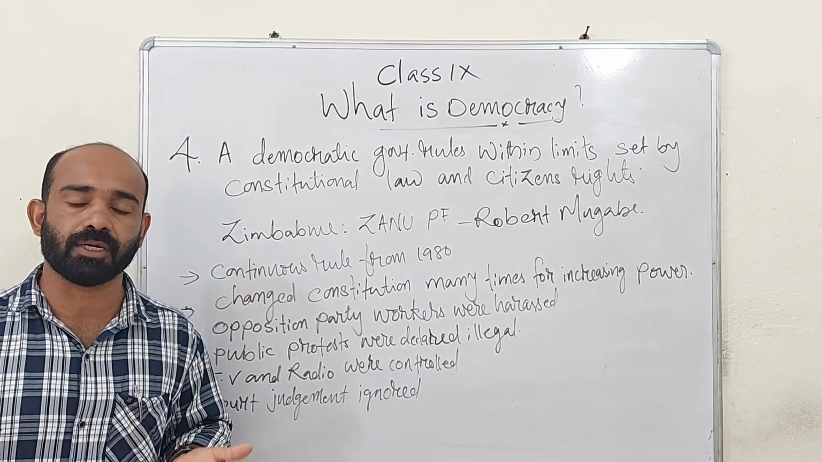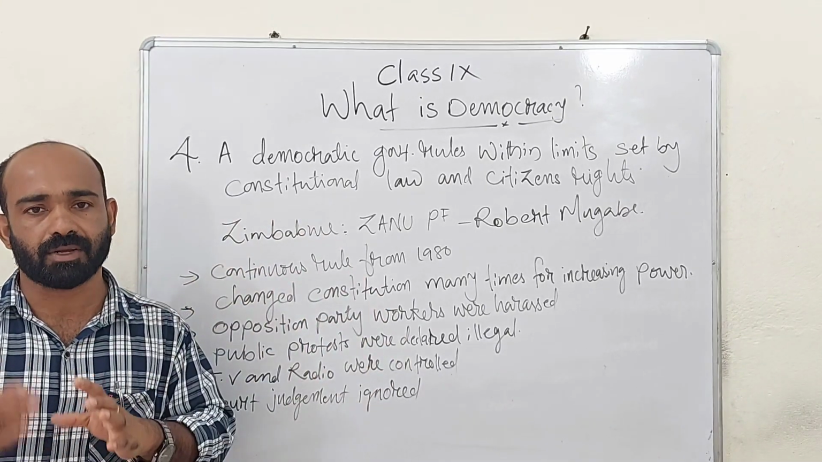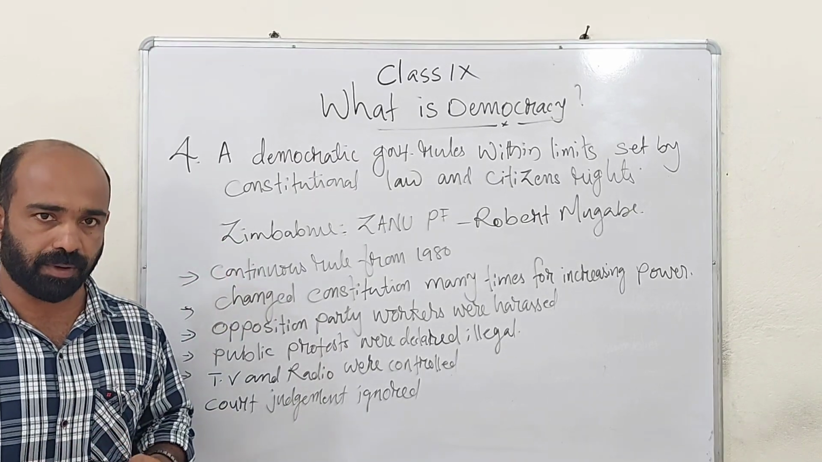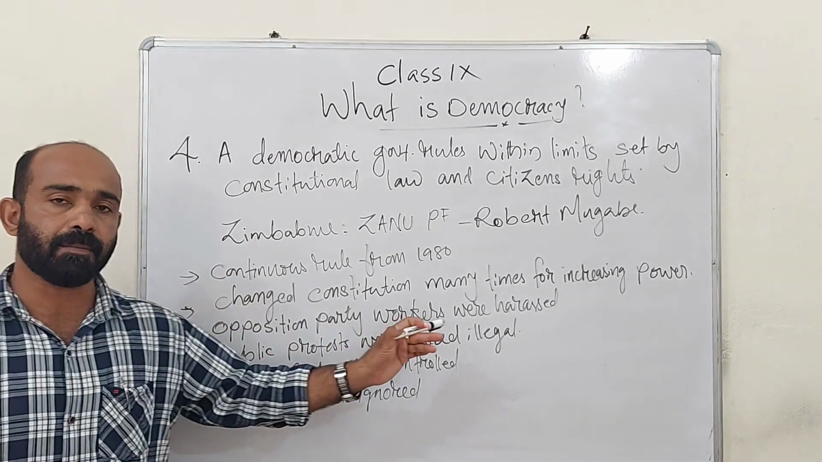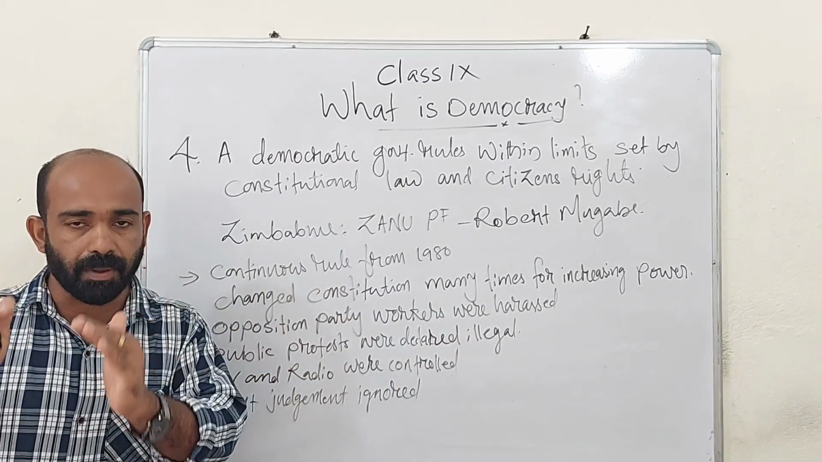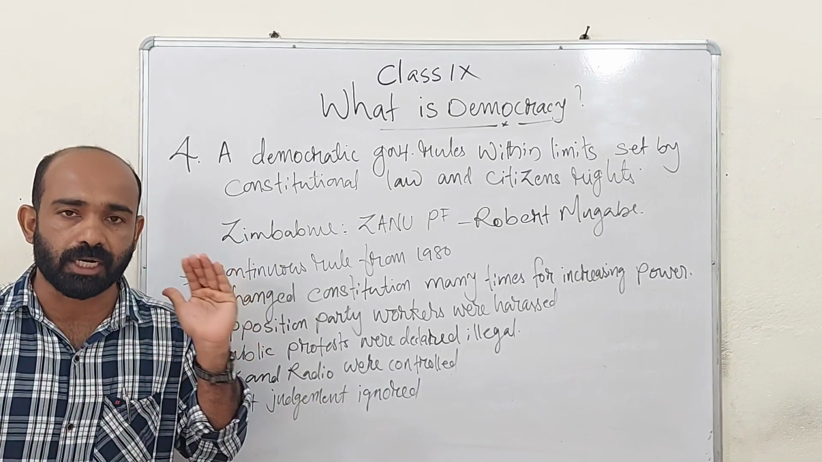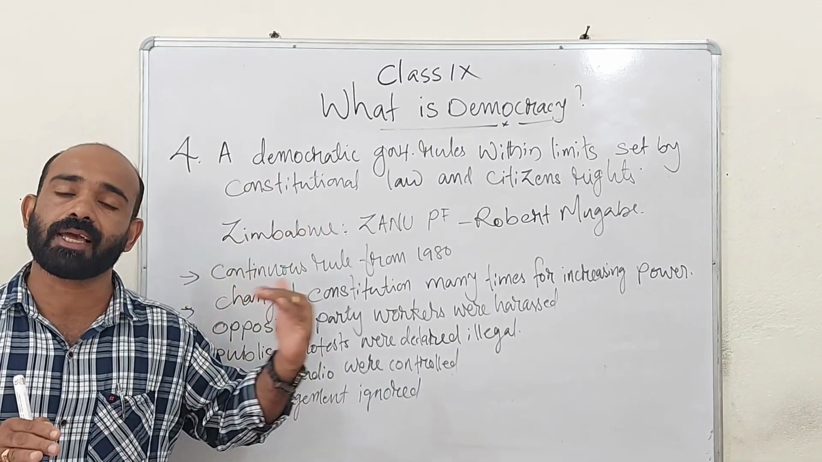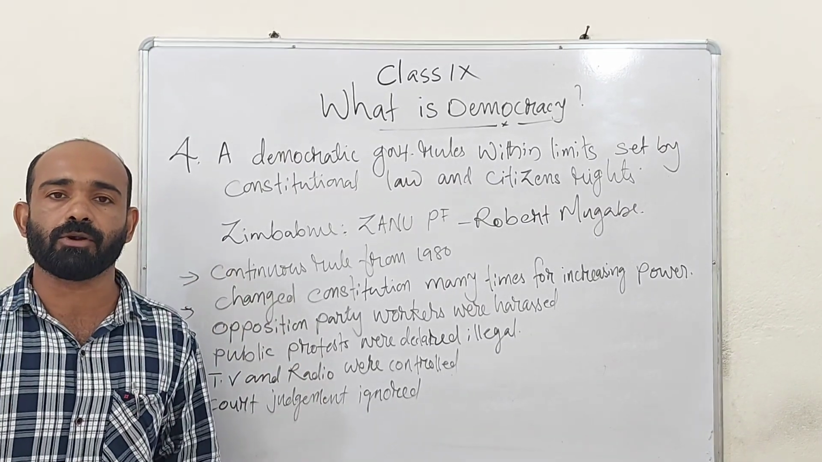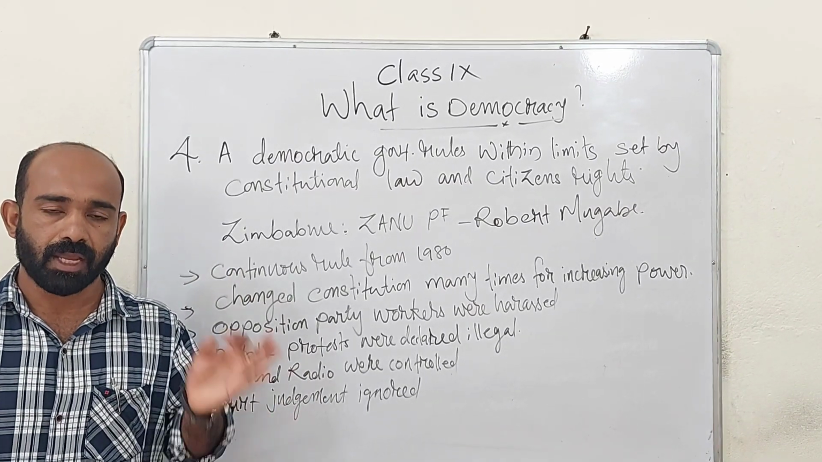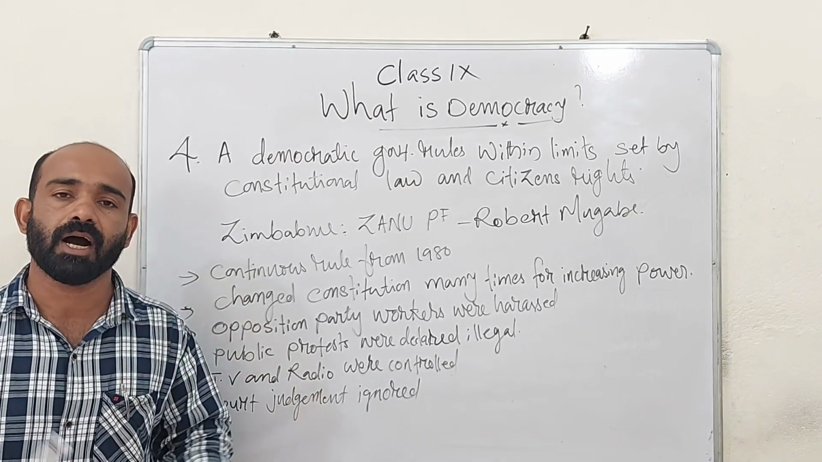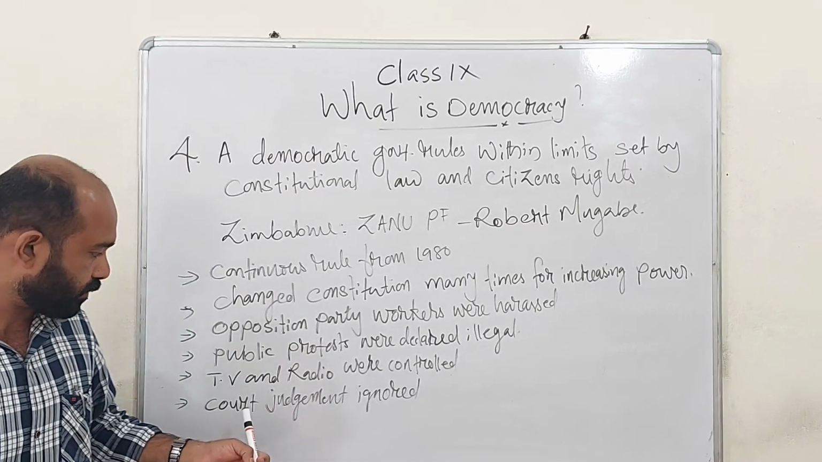Their meetings were disrupted, party activities harassed, party workers were tortured. So opposition parties were not allowed to function properly. And moreover, public protests and demonstrations. Even though people were not satisfied, they had no right to make any strike or demonstration against Mugabe or against government. Because any public protest or demonstration was declared illegal. If anybody tried to make any strike or demonstration, such people were arrested and brutally punished by police.